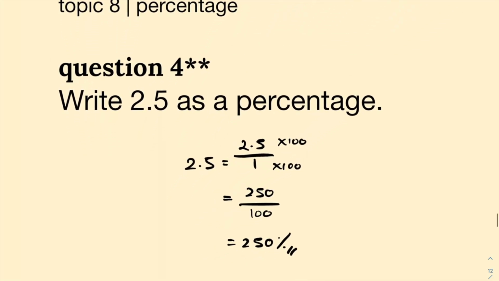Well, the first thing you do is to write 2.5 over 1, and since we want the denominators to be 100, we multiply 100 top and bottom, we get 250, and we end up with 250%.